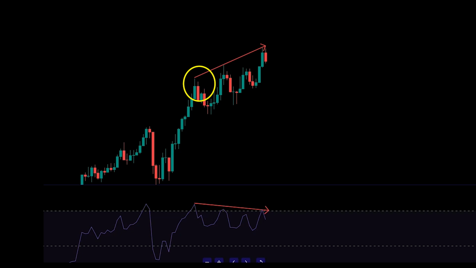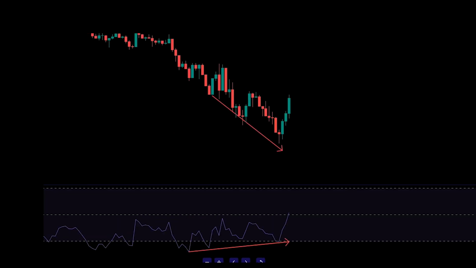When the price forms higher highs but the RSI shows lower highs compared to the previous peak, bearish divergence occurs. Conversely, in bullish divergence, the price forms lower lows while the RSI shows higher lows compared to the previous trough. These divergences provide valuable insights into potential market reversals.